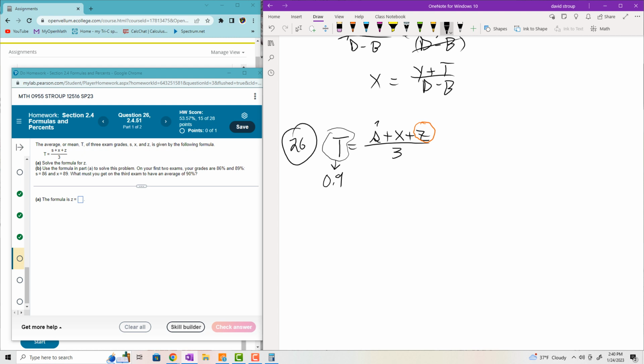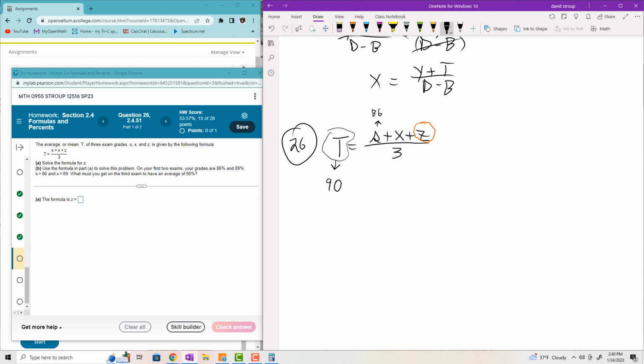We know what S is. S is given as 86. So instead of writing it as a decimal, you can just write it as 90. You want everything to be kind of in the same form, right? So I'm not going to use 0.9 if I don't use 0.86. Okay, so the T, we want an average grade of 90% to get this A.